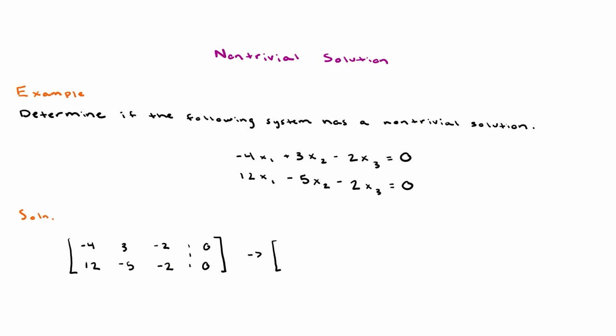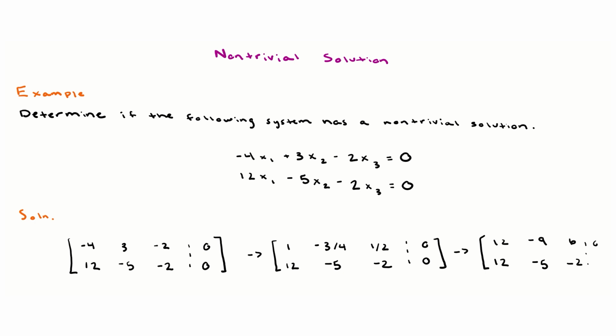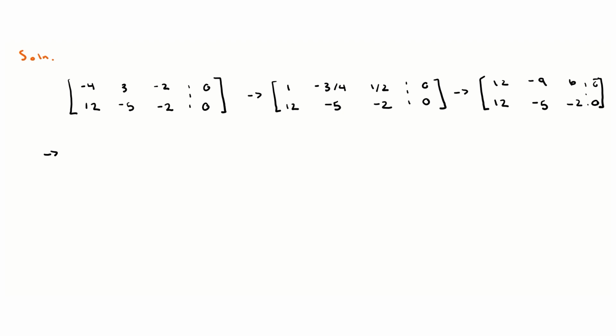We'll start by dividing our top row by -4, giving us 1, -3/4, a half, and then let's multiply the top row by 12. Next, we'll subtract R1 from R2.